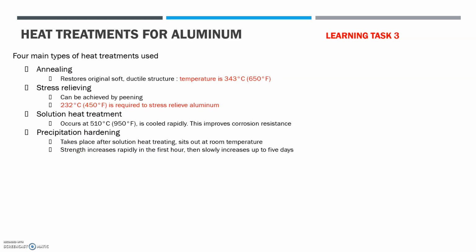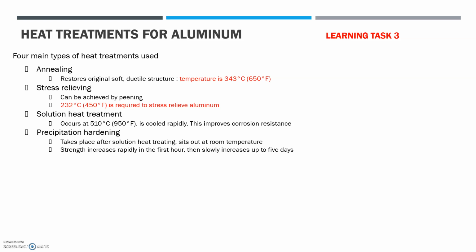Last part on page 25. The four main types of heat treatments for aluminum are shown. Annealing, as we covered for steel, restores a soft structure in materials. The temperature for annealing aluminum is 343 degrees Celsius. In comparison, for steel it was around 920 degrees Celsius. So once again, quite a big difference.